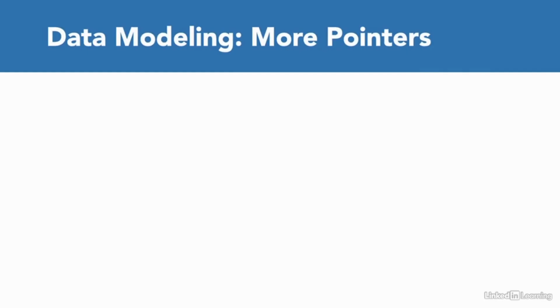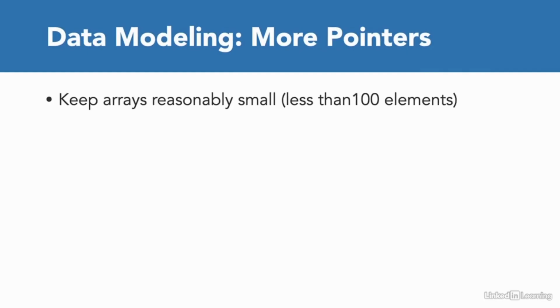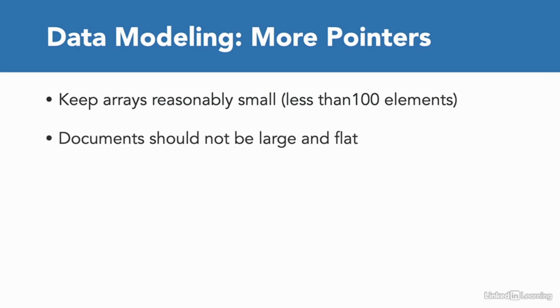Here are a few more pointers to get your data model right. Keep arrays reasonably small, meaning less than 100 elements. And the second one, documents should not be large and flat. If you have 100 key value pairs and little nesting, that's not great for performance. As I said, there is a lot more to learn about data modeling, but this should help you get started.